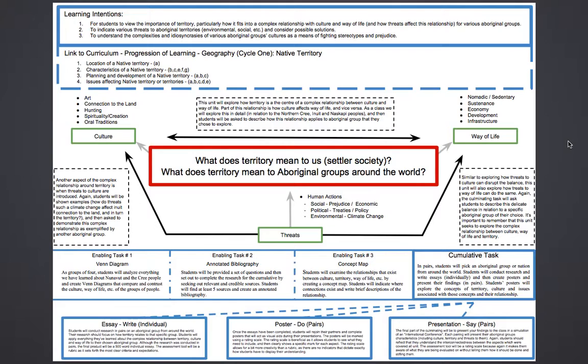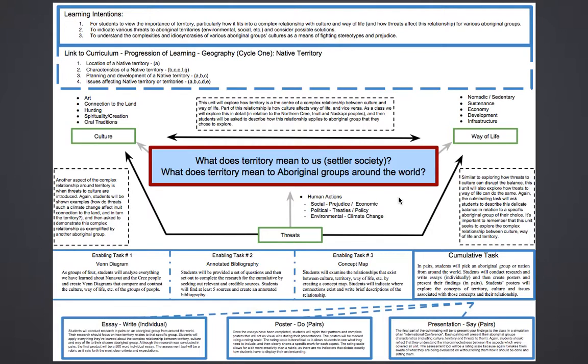What that entails is starting, exactly what it sounds like, from the end and working backwards. So basically, you start by setting forth the learning intentions or a guiding question. And for me, I did a bit of both. As you can see highlighted in red here in the center: what does territory mean to us as settlers? And what does territory mean to Aboriginal groups around the world? So they're going to be making a comparison here and hopefully understanding the importance of territory to Aboriginal cultures and way of life and groups as a whole.